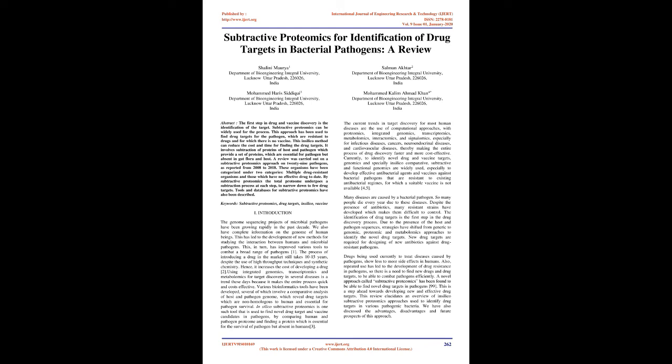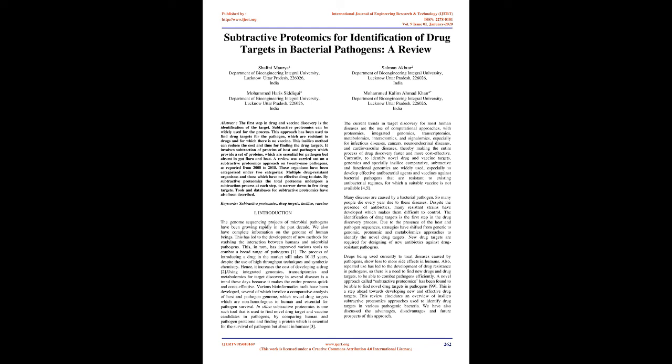4, 5. Many diseases are caused by bacterial pathogens. So many people die every year due to these diseases. Despite the presence of antibiotics, many resistant strains have developed, which makes them difficult to control. The identification of drug targets is the first step in the drug discovery process.